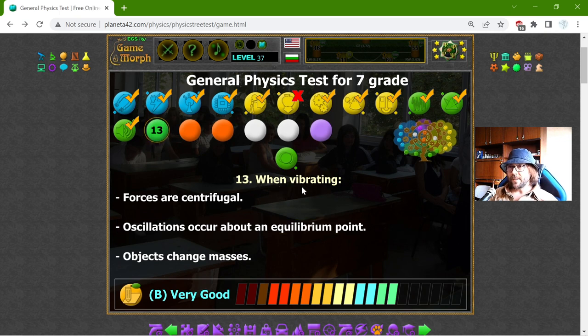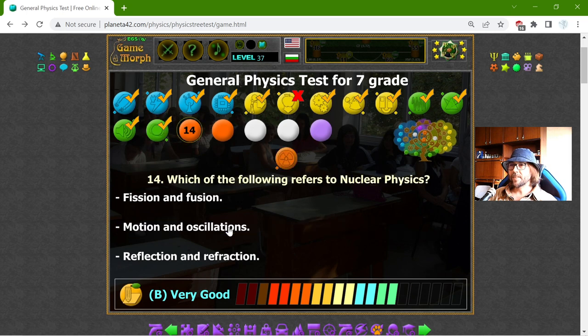When vibrating, forces are centrifugal. When vibrating, oscillations occur about an equilibrium point, or objects change masses. Well, they don't change masses. They are not centrifugal, so it should be the second answer. Correct. Well, now I'm almost for B. Let me see if I can reach A.